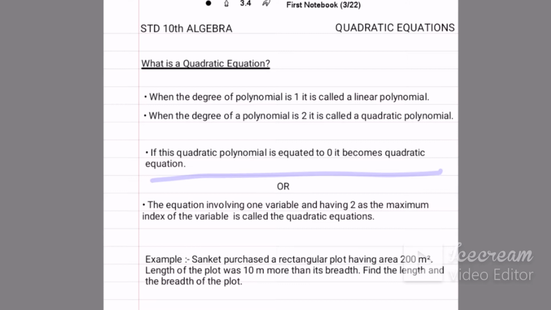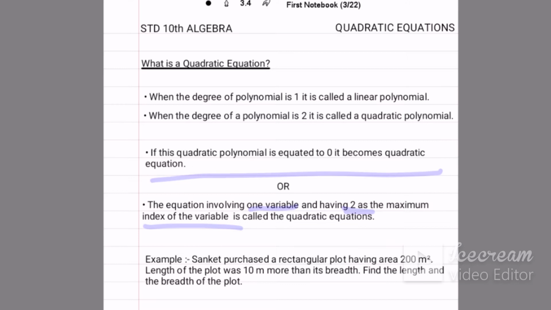Another definition of quadratic equation is, the equation involving one variable and having 2 as the maximum index of the variable is called the quadratic equation, right? In the linear equations, we saw two variables, that is x and y. But in the quadratic equation, here the variable is only one. It can be either x, it can be either y, or any other variable. And it has the maximum degree of 2.